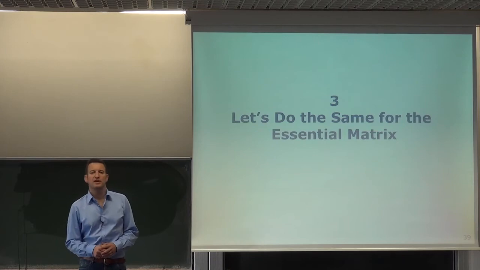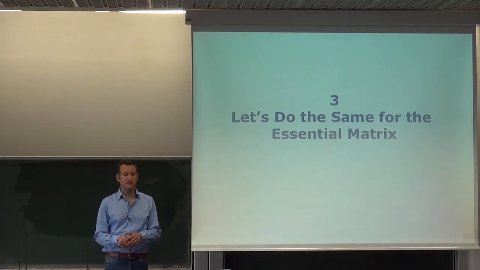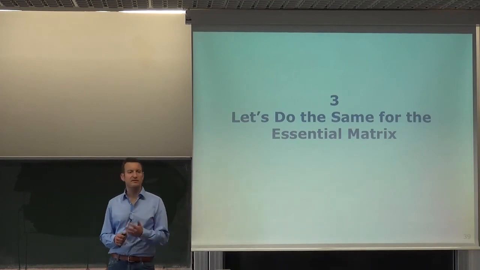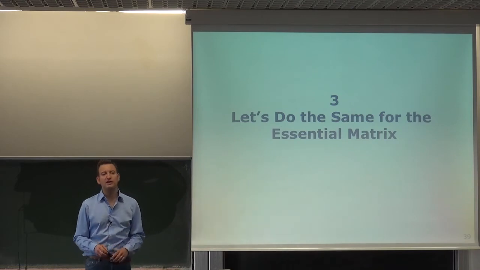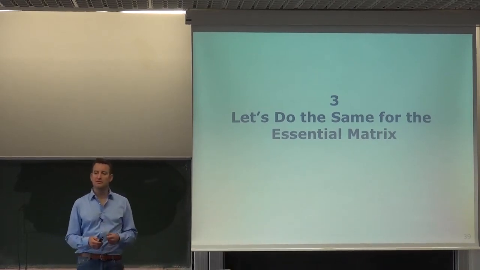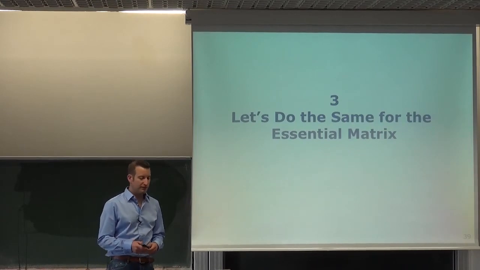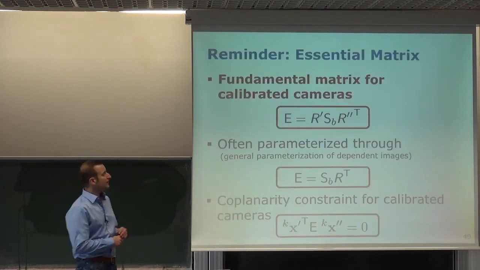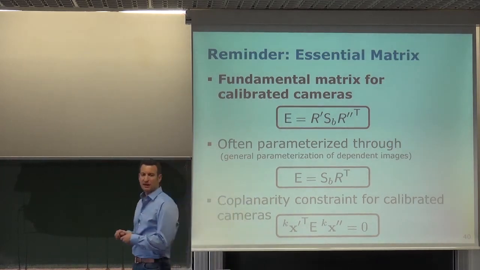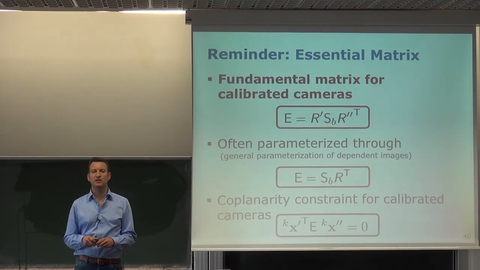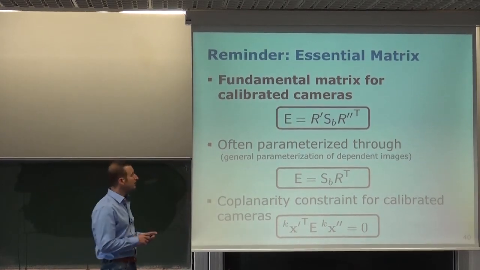Okay, so we can then continue and try to do the same thing for the essential matrix, and we can see that we can derive a very similar algorithm for the essential matrix, but the constraints that we have to impose are slightly different compared to the fundamental matrix. As a reminder again, the essential matrix can be seen as the fundamental matrix but for calibrated cameras. The fundamental matrix was for uncalibrated cameras and the essential matrix is for calibrated cameras.